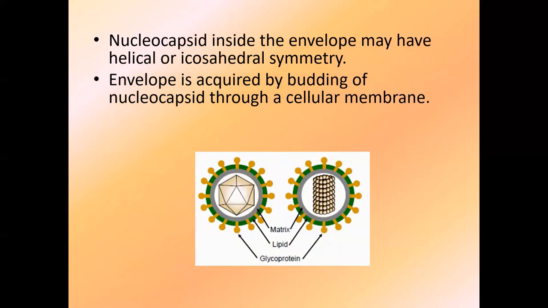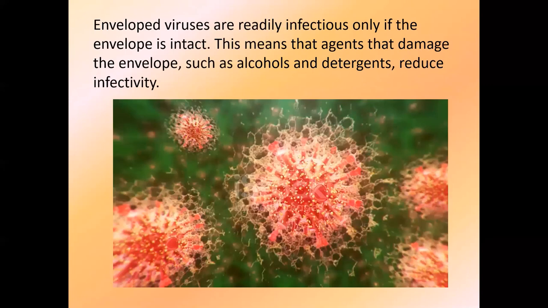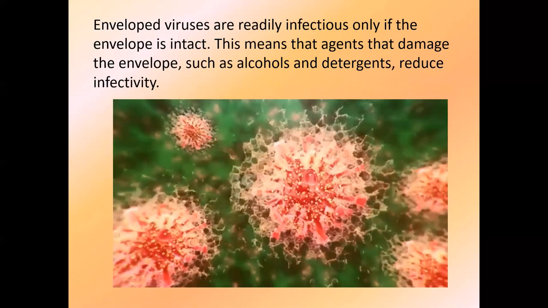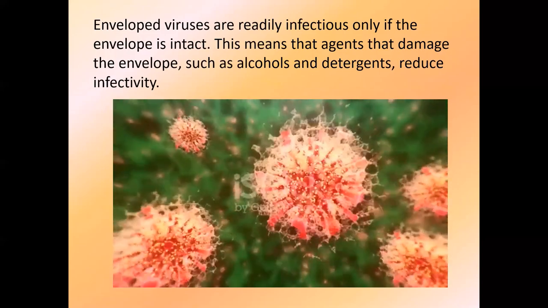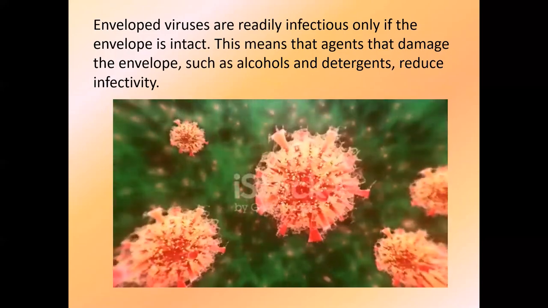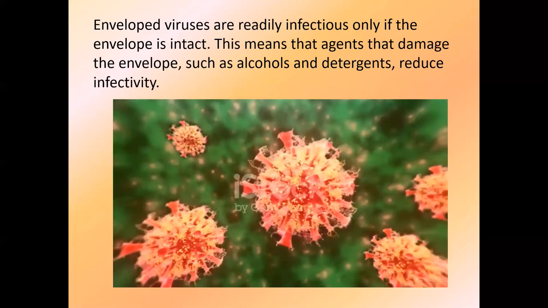Nucleocapsid inside the envelope may have helical or icosahedral symmetry. The envelope is acquired by budding of the nucleocapsid through a cellular membrane. Enveloped viruses are readily infectious only if the envelope is intact. This means that agents that damage the envelope, such as alcohols and detergents, reduce their infectivity.